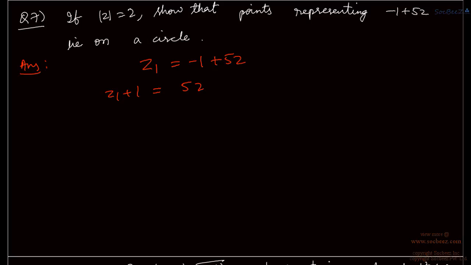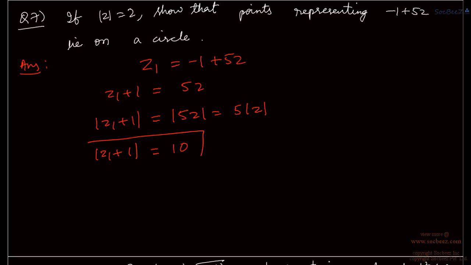Why I do this is because I have been given the value of mod z, right? So I write it this way, and then I just take the modulus on both sides. Mod of z1 plus 1 is equal to phi times mod of z. Since phi is a positive number, it just comes out, and we have phi of mod z. But what is mod z? Mod z is always 2. Hence this is phi into 2, which is 10. Right? So I have the equation mod of z1 plus 1 is equal to 10.